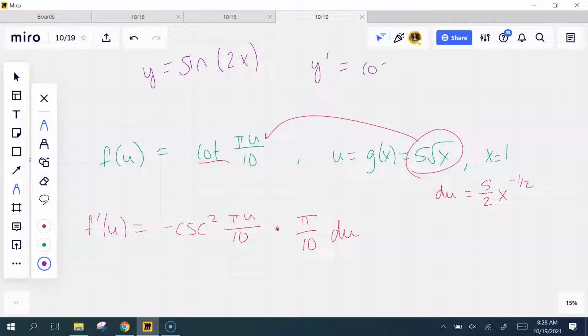Cosine 2x, but then you do times 2, right? Because you chain ruled this. That's exactly what I did. I chain ruled this. But you did times pi over 10 and times 2.